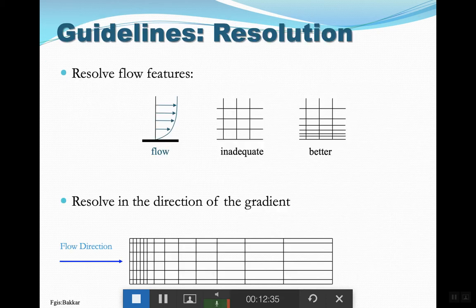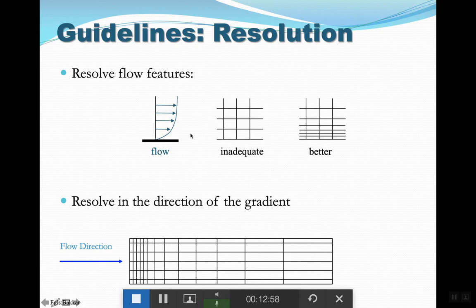So now let's look at some general guidelines on how we can make a better mesh and what would be considered a better mesh. So number one is, when you're making a mesh, you have to make the mesh in a way that it resolves all the flow features.